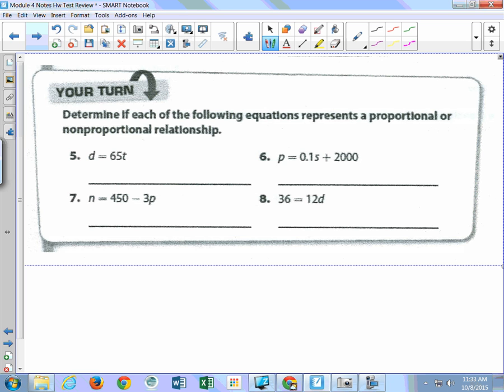This one has nothing but equations. So what I'm looking for, does it have a y-intercept? This one does not. This one does. This one does. This one does not. But this one is actually not in the right form. It's backwards. So we need to rewrite it. So it's 12D equals 36. All right, so on the first one, 65T, there's no y-intercept, so that is proportional.